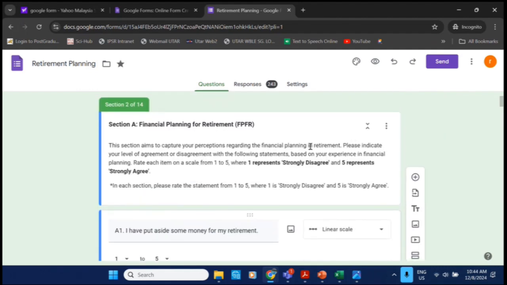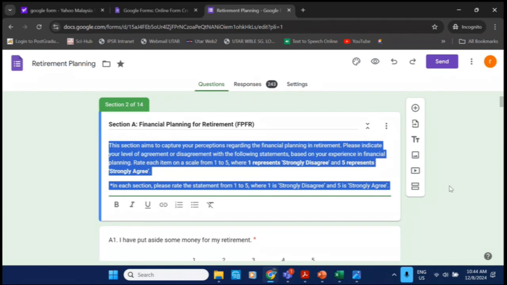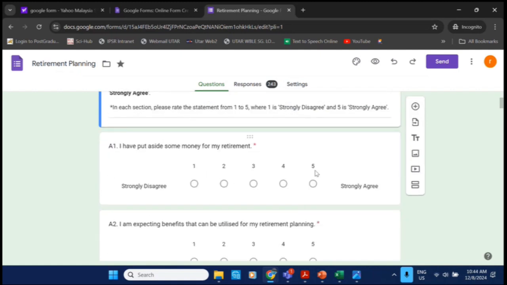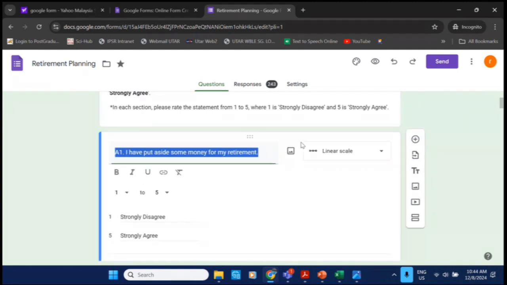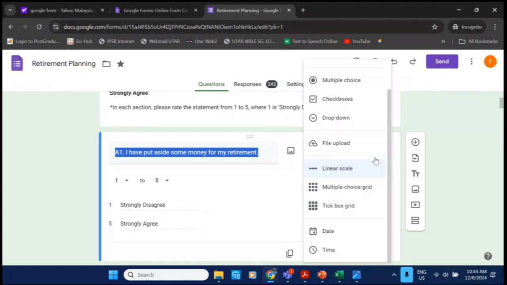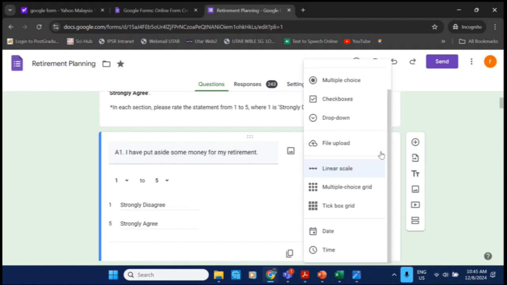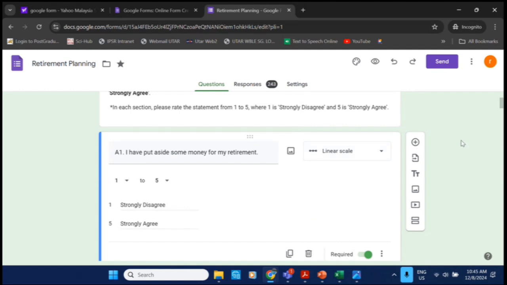What I want you to see here is this one, which is just a definition. Let's say here 1 is strongly disagree, 5 is strongly agree. So in this case, they use the Likert scale from 1 to 5. Here you have a linear scale, multiple choice grid, tick box, all these things, and you can choose. Multiple choice means you can choose A, B, C, D, E. Some you can choose only one, some you can choose more than one.